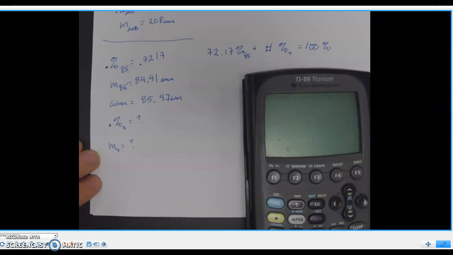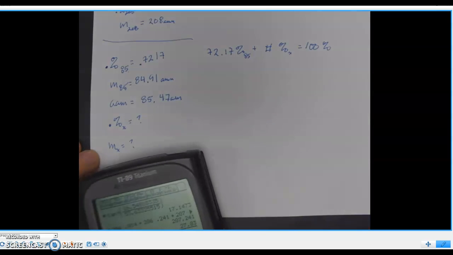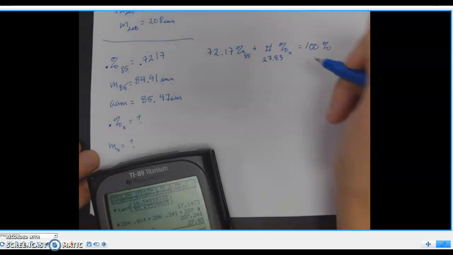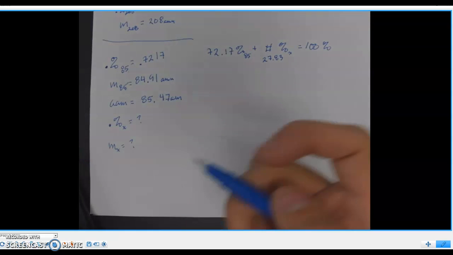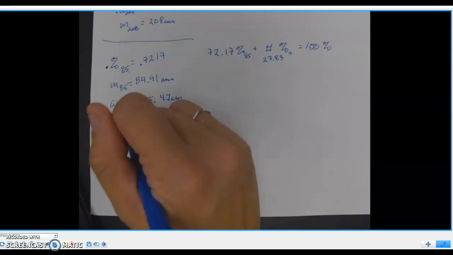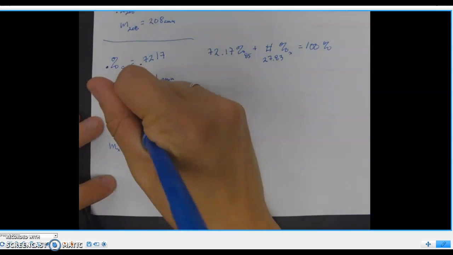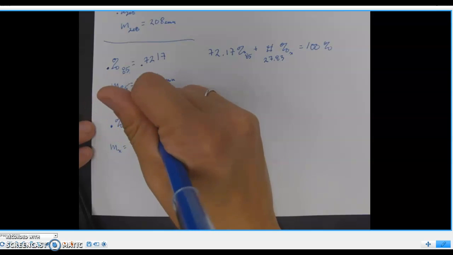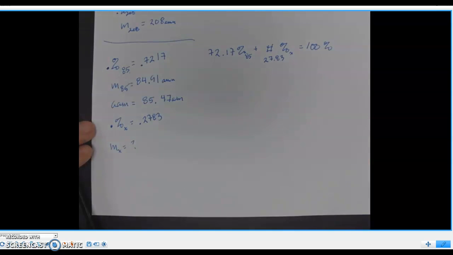So if I take 100 and I subtract 72.17, that must mean the percentage of my unknown is 27.83%. And if I want to put that in the decimal form, I'll move the decimal to the left 2 times. And so my decimal form of this percentage would be 0.2783.